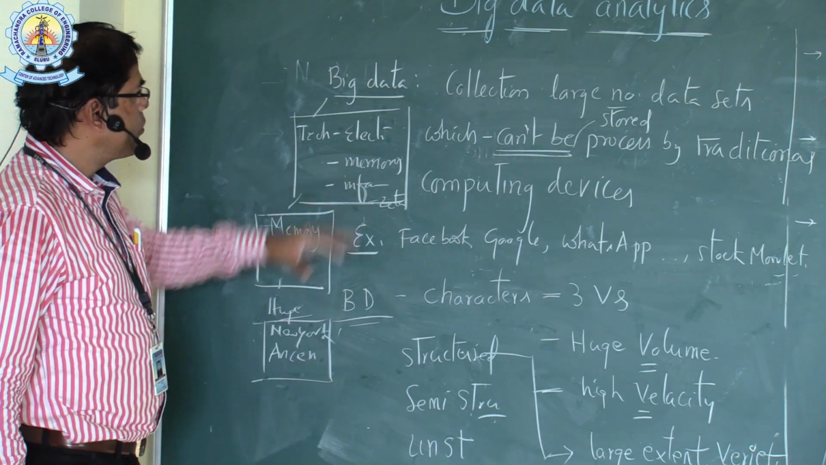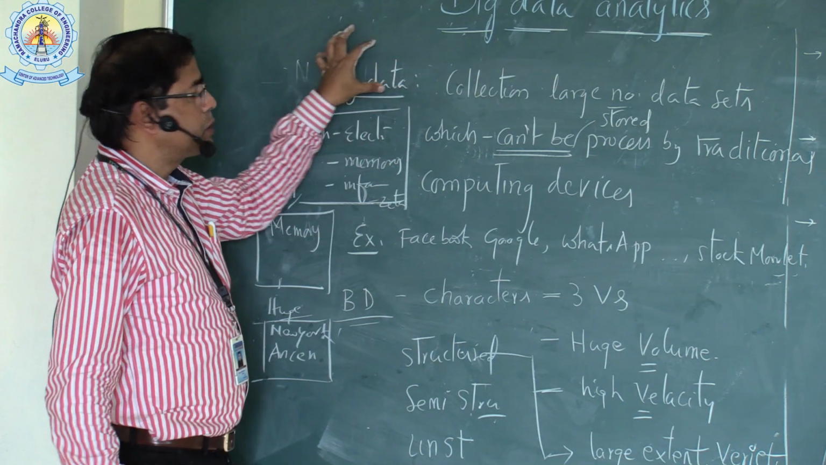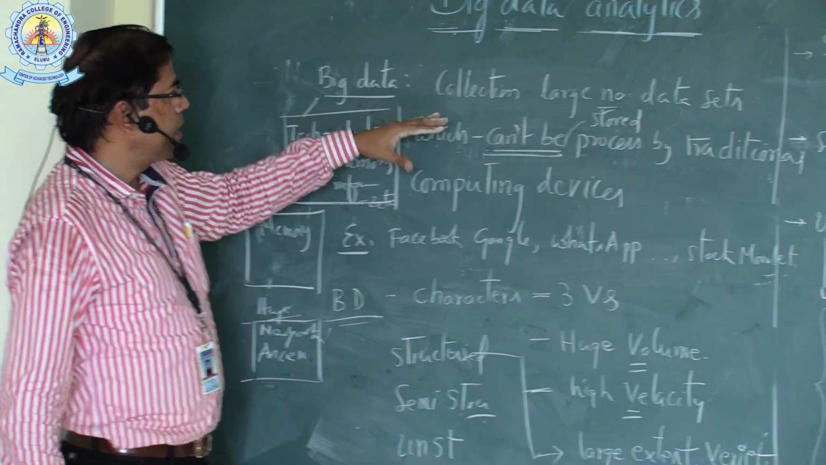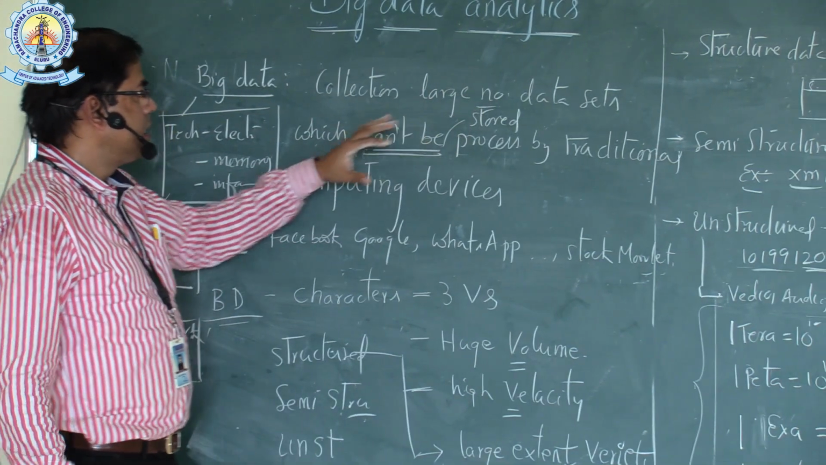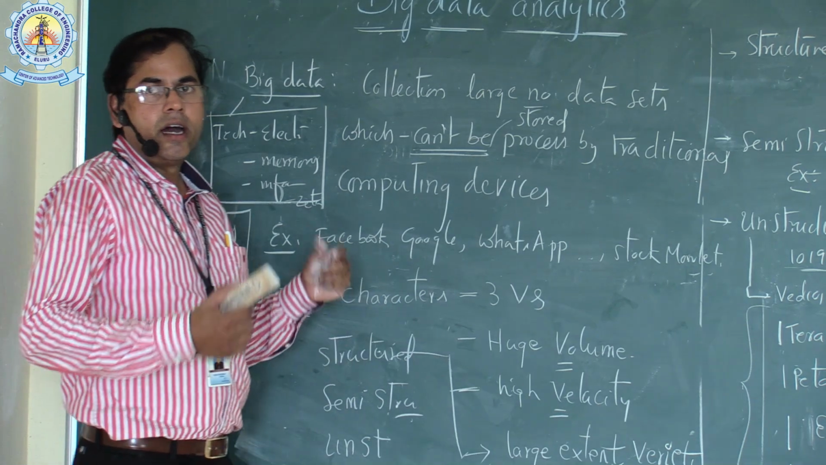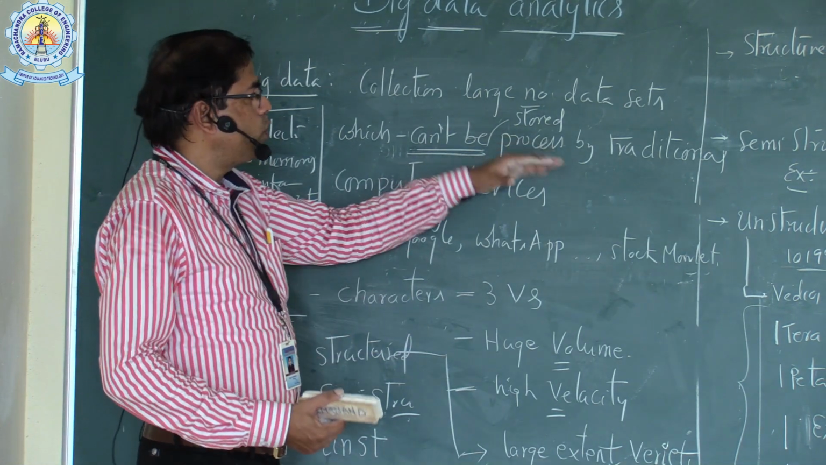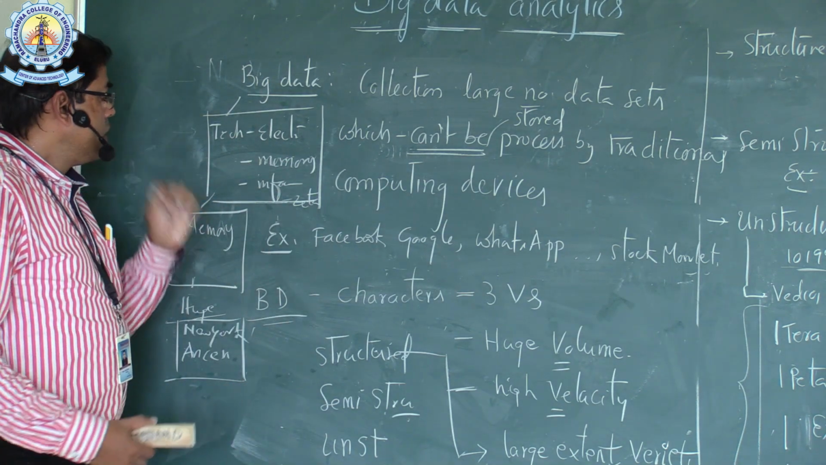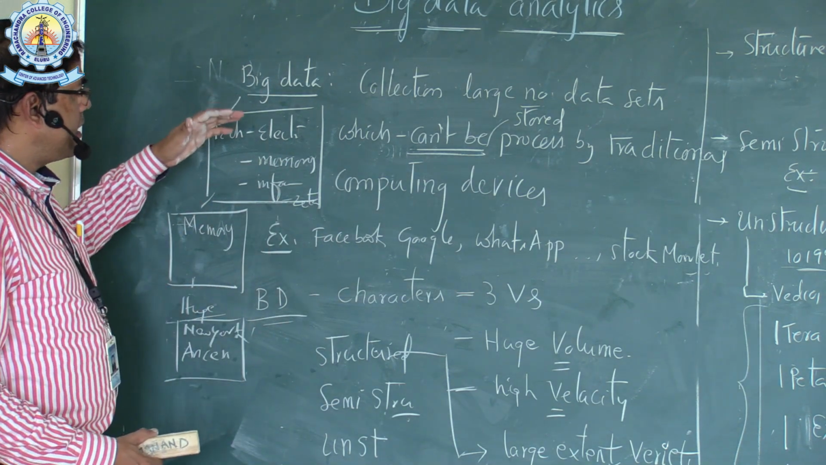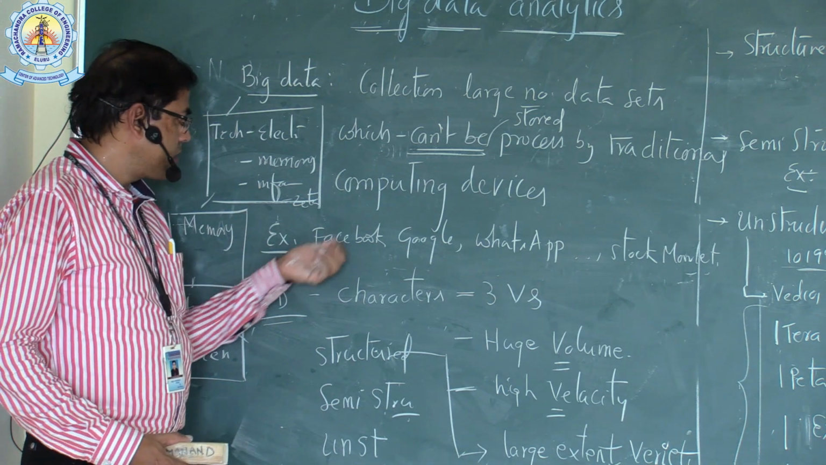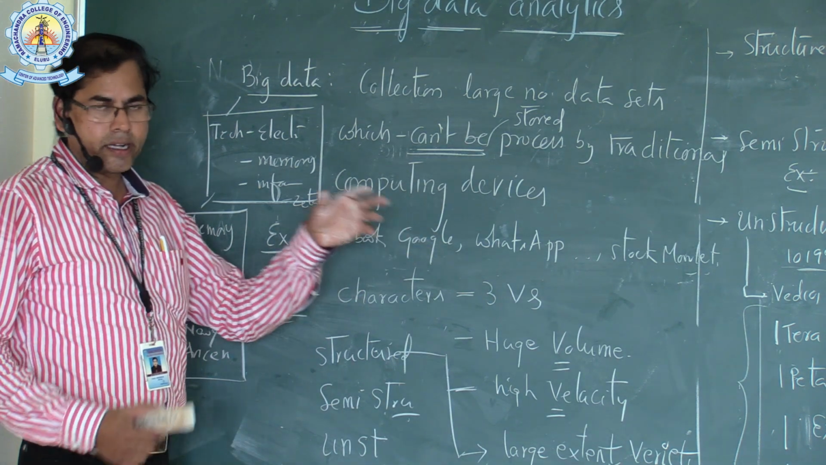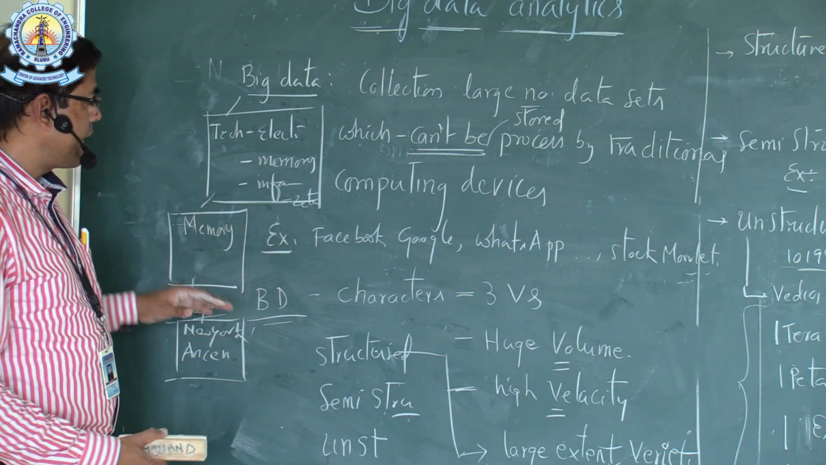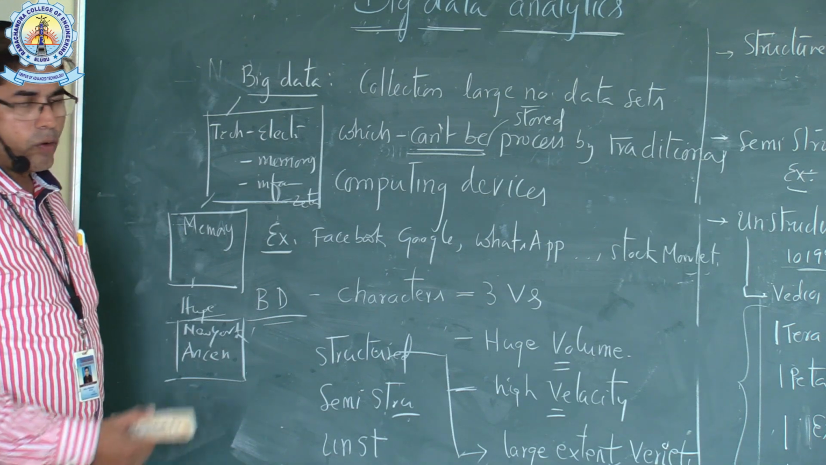After this, I discussed big data and its definition. This definition is nothing but a collection of large numbers of data sets that can't be stored or processed by using traditional hardware devices or computing devices. For big data examples, we can take Facebook, Google, WhatsApp, and the stock market. These agencies can store this huge data in their own servers.